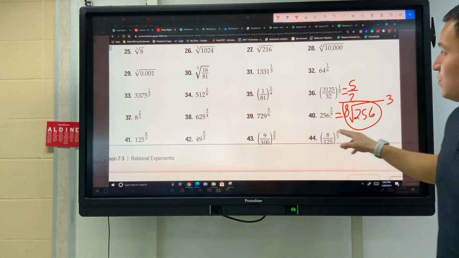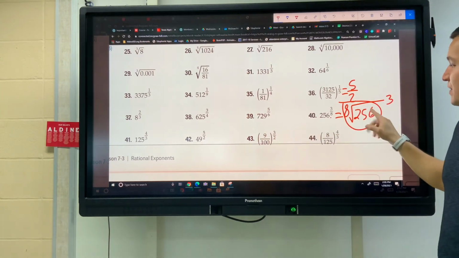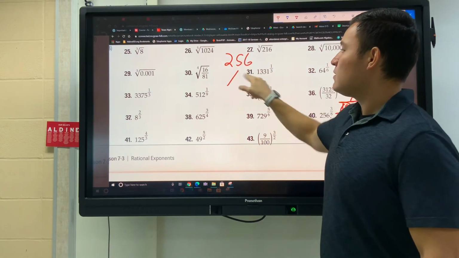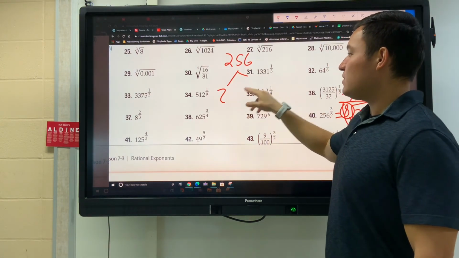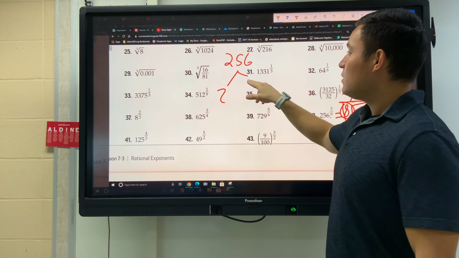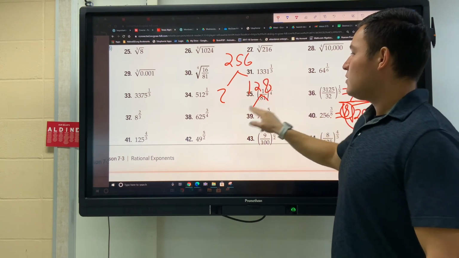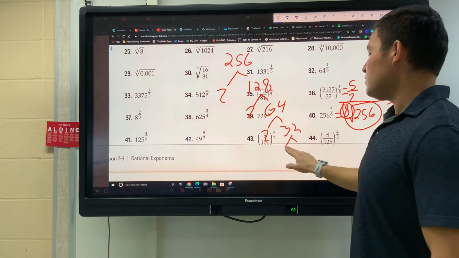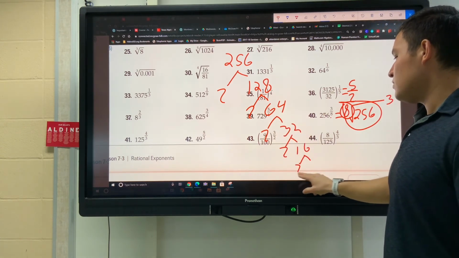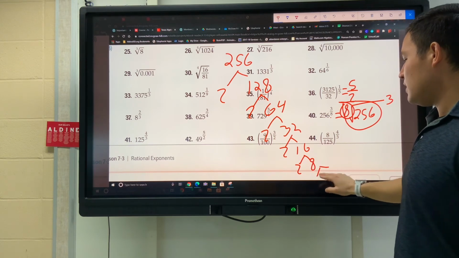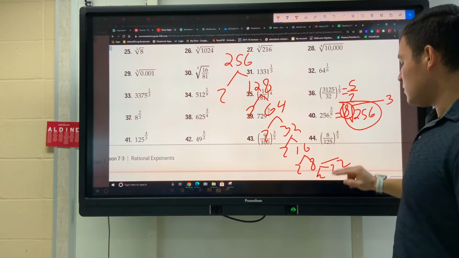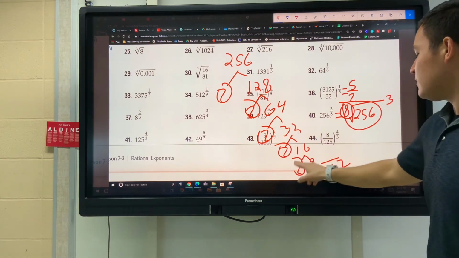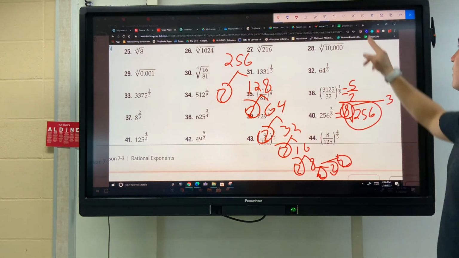So let's break down this 256. Our goal is to get 8 of a kind. 256, let's break it down by 2s. It's probably going to be the number 2. 2 and 128, 2 and 64, 2 and 32, 2 and 16, 2 and 8, and 8 is 2 cubed. So we have 1, 2, 3, 4, 5, 6, 7, 8. It worked out good.